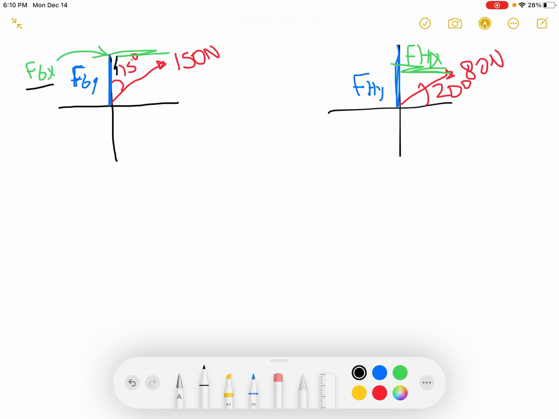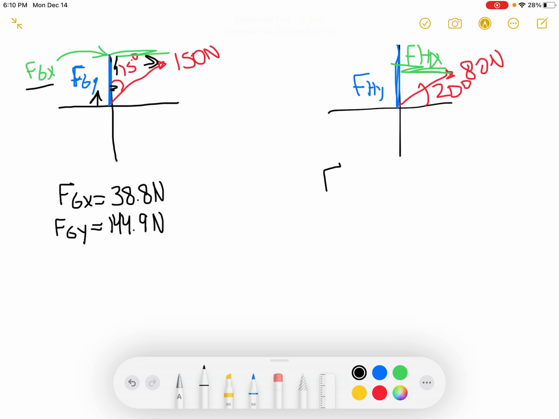And we end up getting for FGX, we get 38.8 newtons. Positive because it's going right. Then FGY, we use cosine because it is adjacent to the angle. So that's 144.9 newtons. And positive because it's up. So upright. For both of them, it's upright, so it's positive.